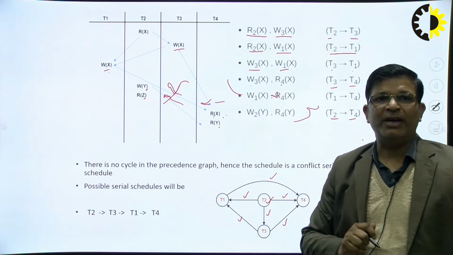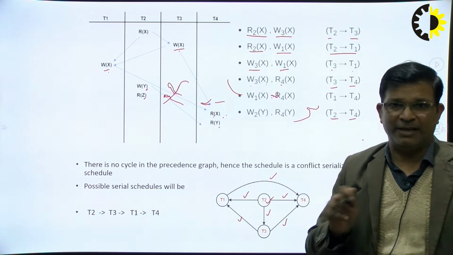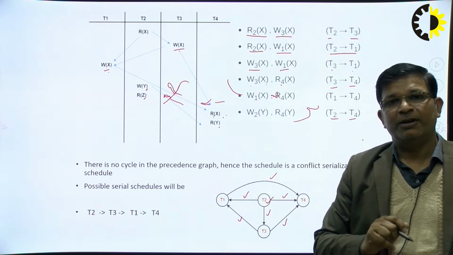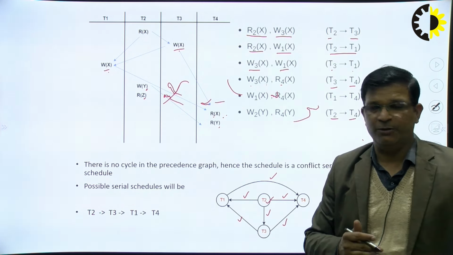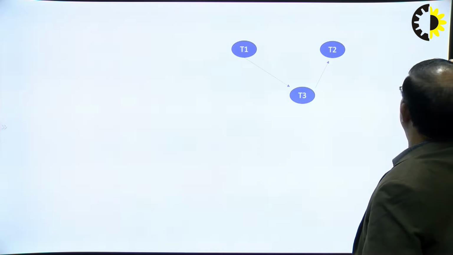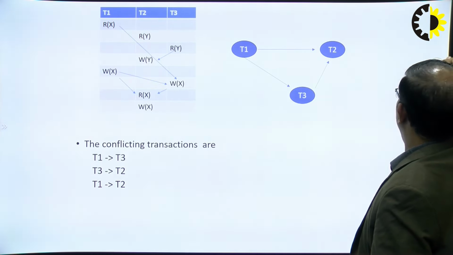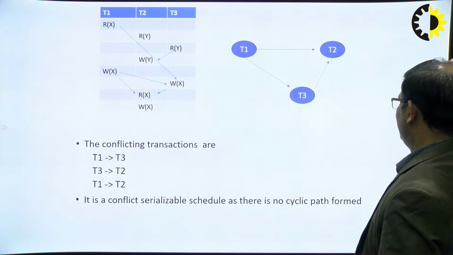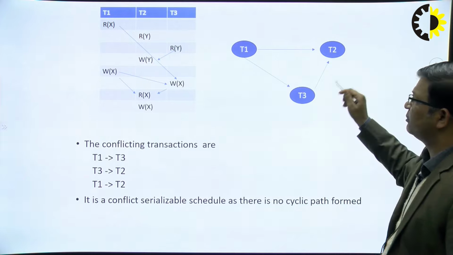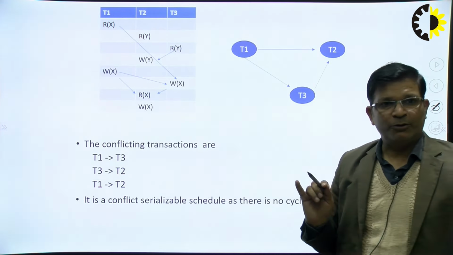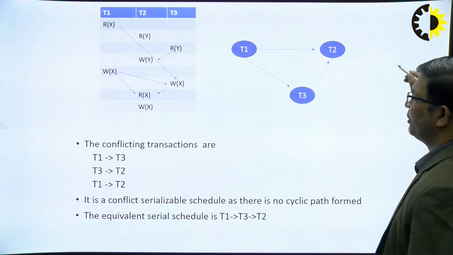So this is how we can check the serializability of any schedule. A transaction should be serializable if it can be converted into a serial schedule, then only it is a serializable schedule. So this is another example, and we can say that there is no cycle, so this is an acyclic graph. So this schedule is also a conflict serializable schedule.